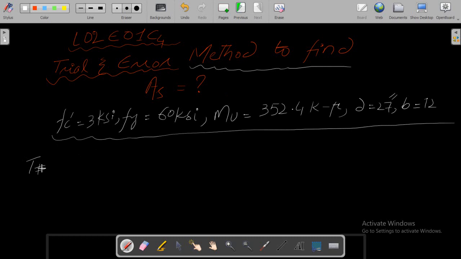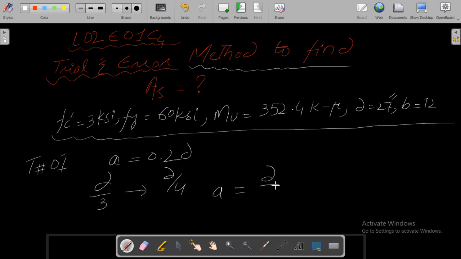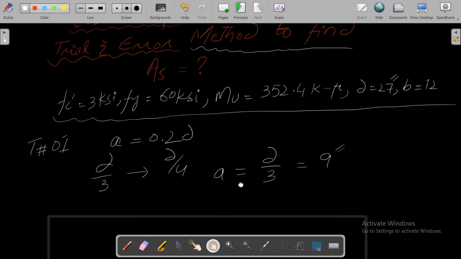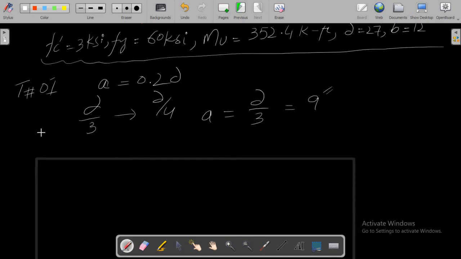Trial number 1. We have to assume the a value, right? Most of the time the a value assumed is 0.2d, but we can choose the a value ranging from d over 3 to d over 4. So let's say our a value is d by 3. We know d is 27, and if we divide 27 by 3 we get 9 inches. So my a value is 9 inches.